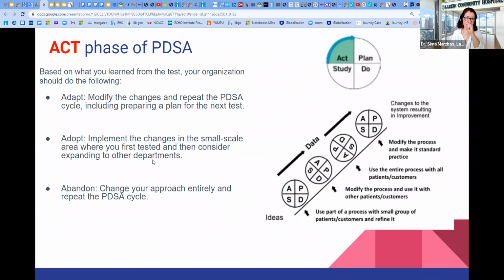And in the act phase, we need to decide about, is this intervention functional? Does it work for our department, for our context or not? So adopt, modify the changes and repeat. Adopt, implement the changes in the small scale, but it needs some corrections. Abandon, change your approach entirely. It didn't work at all.